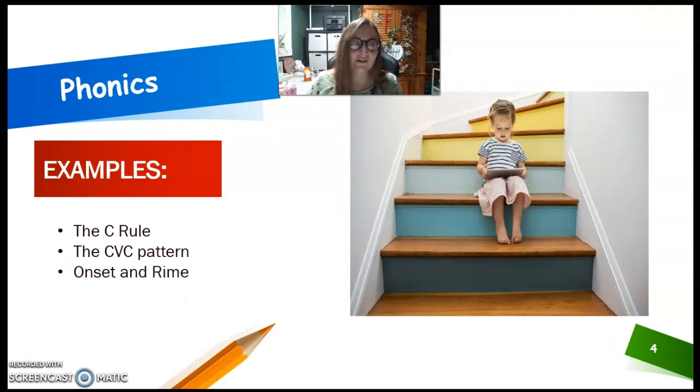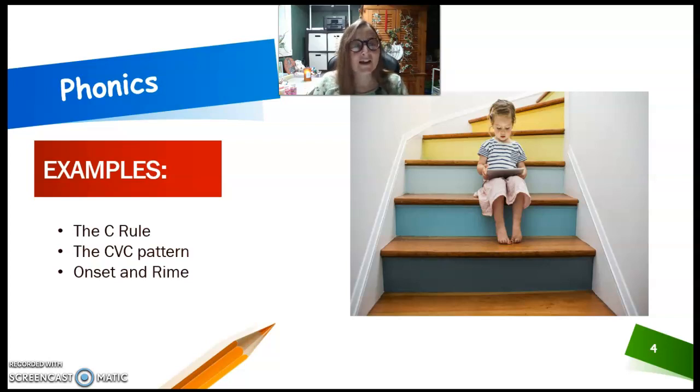The next one is phonics. The example I have for this is the C rule. The rule is when C comes directly before E, I, or Y, you use the S sound. In other cases, you use the K sound. And at our school, we use the song, when C is followed by E, I, or Y, it always says S.